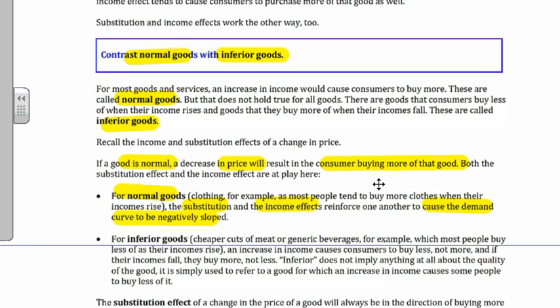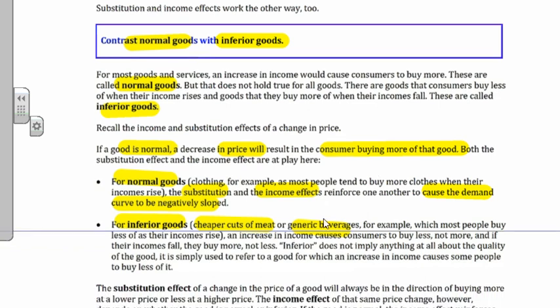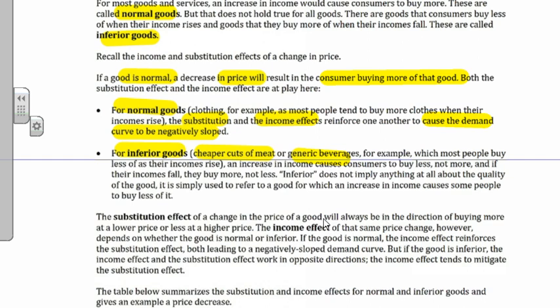Guys, just remember again, negatively sloped means that there's an inverse relationship, an opposite relationship between prices of goods and quantity. We now talk about inferior goods, cheaper cuts of meat, generic beverages. And what do we know? As your income rises, people tend to buy less of these particular goods.